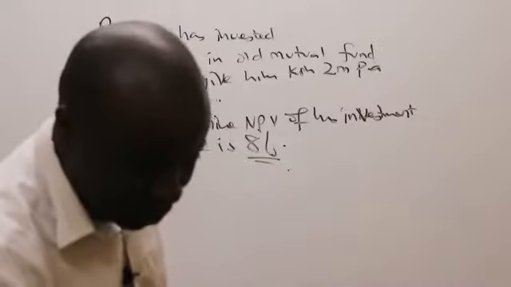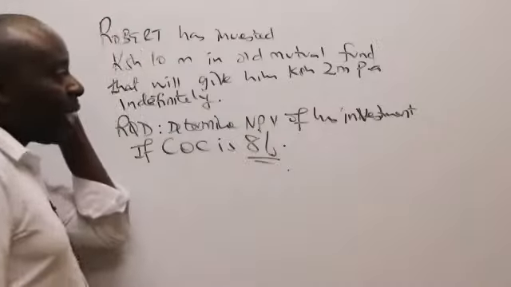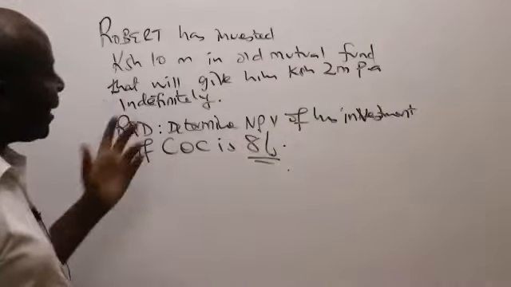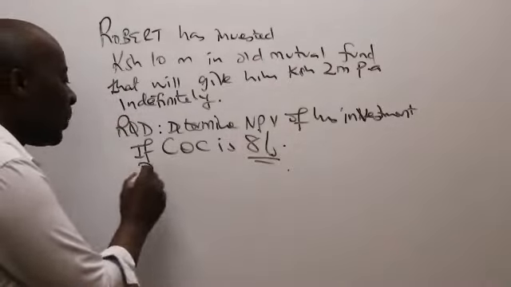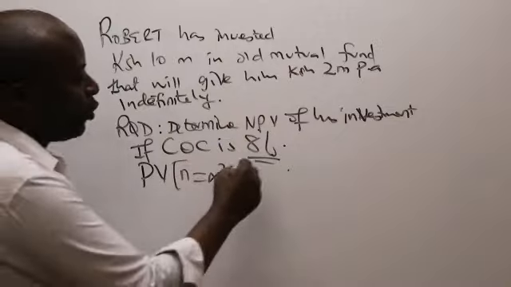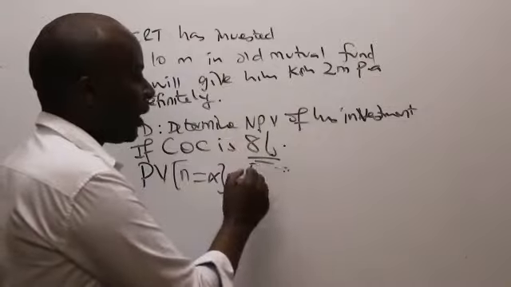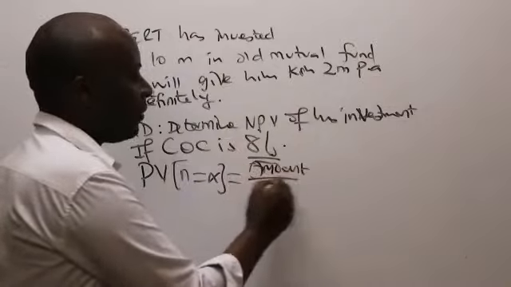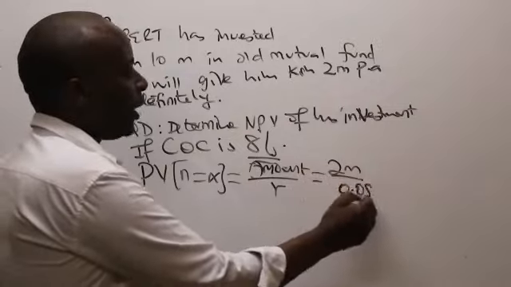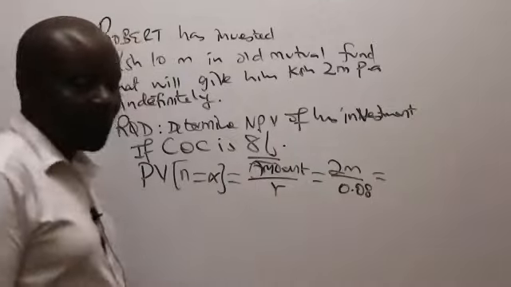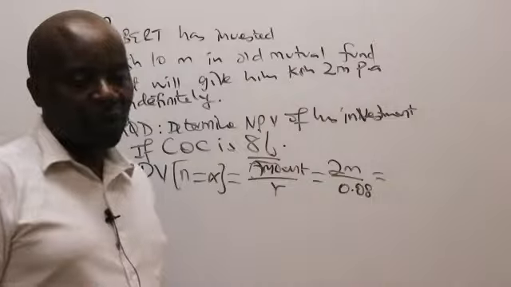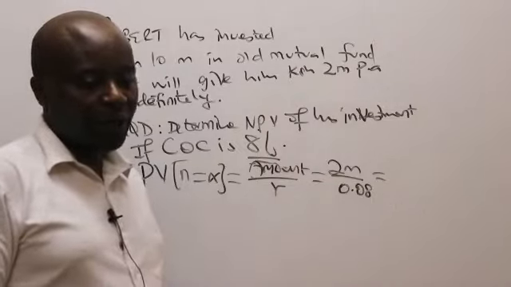$15 million. Thank you very much. What those students have realized, number one, is that this for sure is an annuity. And if it's an annuity without an end in sight, then I'll be calculating the present value when n is infinity, which will be amount divided by R. So the amount here is 2 million divided by R of 0.08. So 2 million divided by 0.08 will end up giving us what figure?